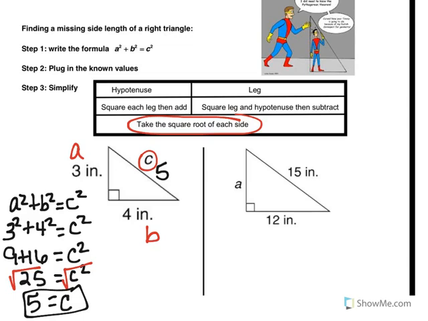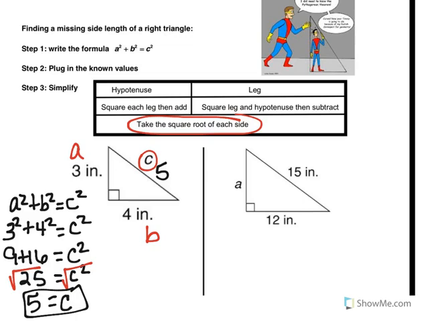If I want to check it, remember at the very beginning we said that the hypotenuse is the longest side. That means it's the largest number of the three. And when I look at it, my hypotenuse is bigger than my legs. So I know I'm in the right direction, plus we can always just check it. Let's go to the second one.